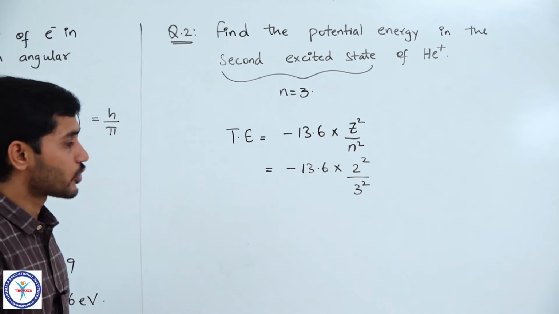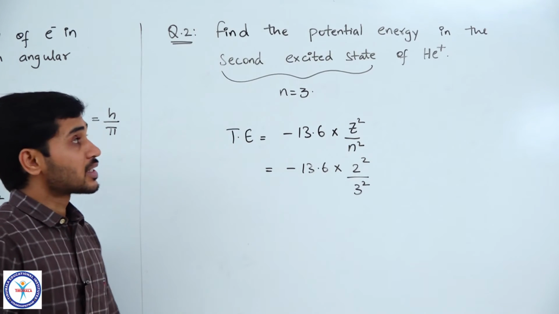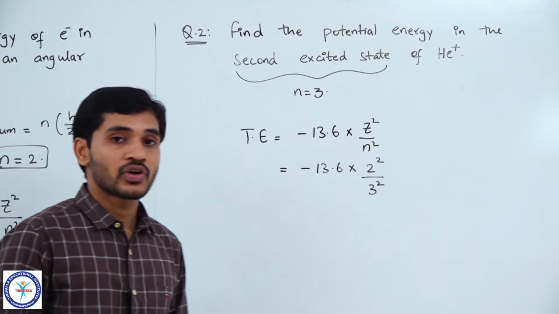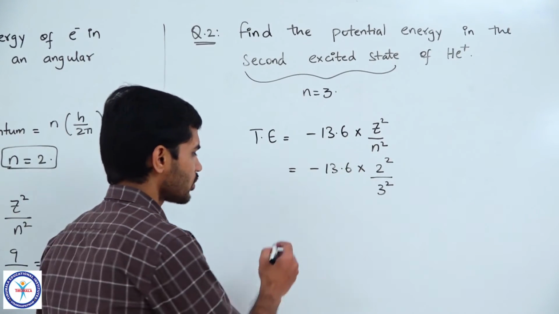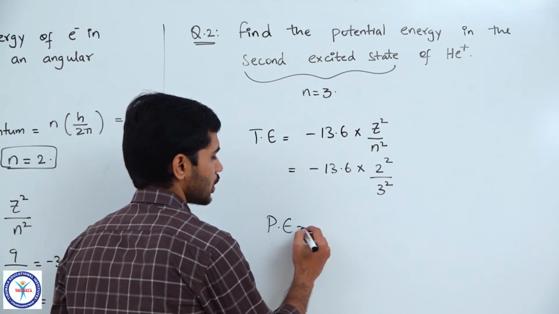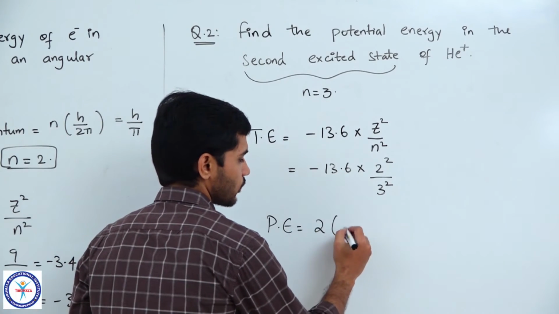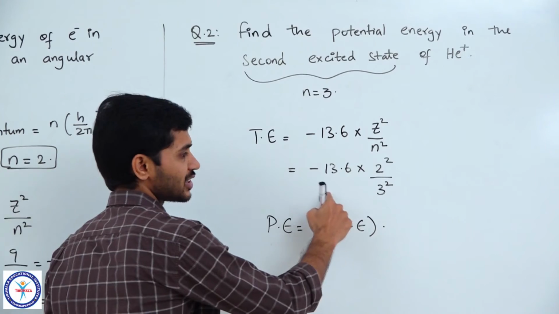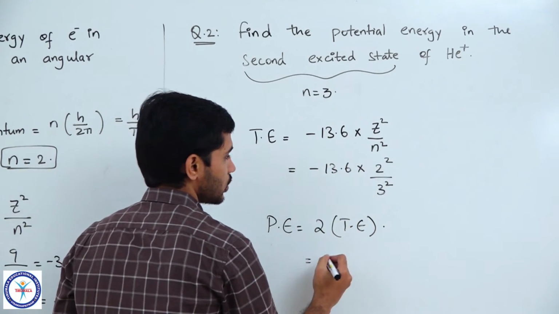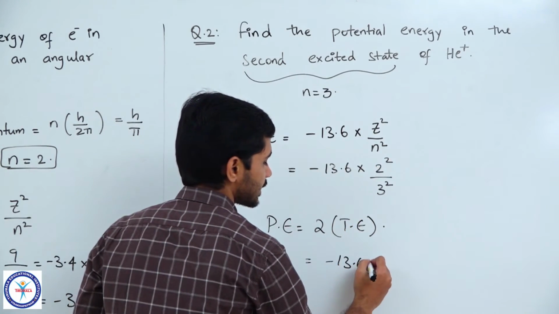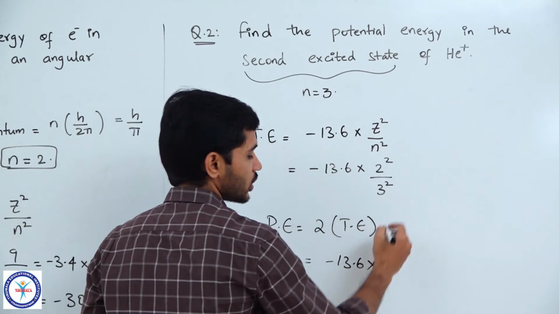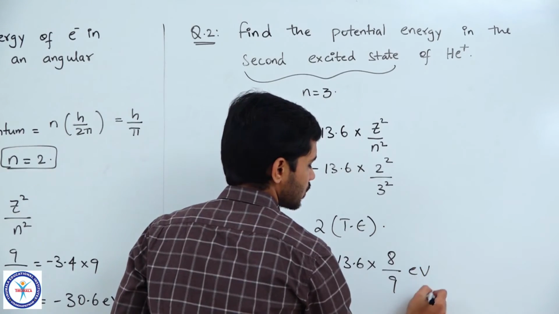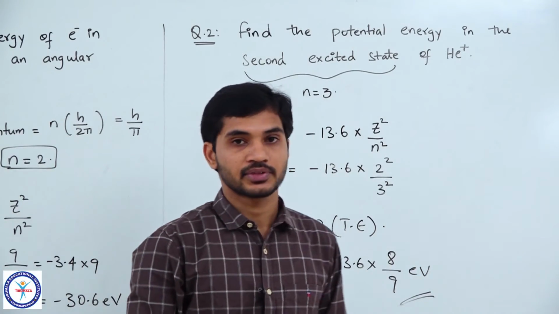So that is the expression for total energy, but they are asking us to calculate potential energy. So how do we find the potential energy of an electron? We already know that potential energy is nothing but twice the total energy. So we can directly say that the potential energy is twice this value. So that is minus 13.6 into, this is 4 into 2 gives you 8 by 9. So you can just simplify that. So that would be the answer.